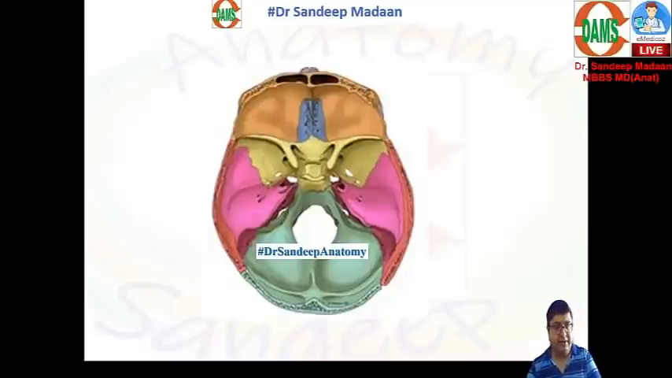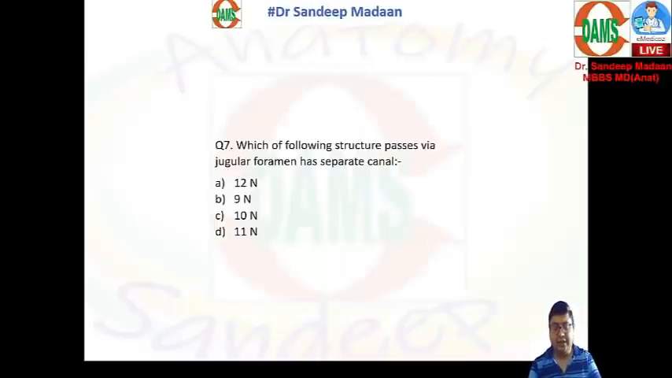One was this foramen lacerum, and another was this: which of the following structures passes via the jugular foramen, has a separate canal, right? So actually we know that the 12th nerve is ruled out because it will not pass through the jugular foramen at all. Passing through the jugular foramen, we have the 9th, 10th and 11th nerves.